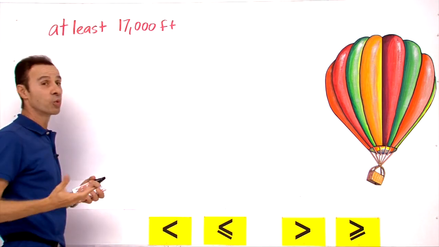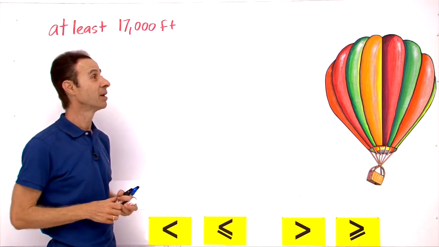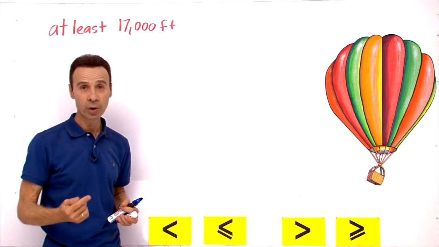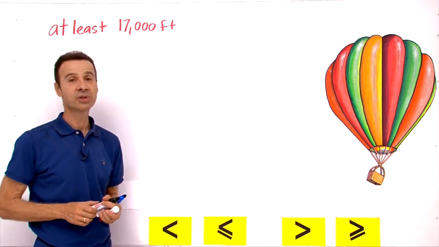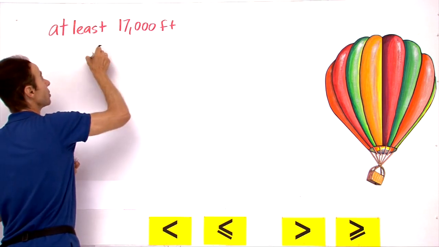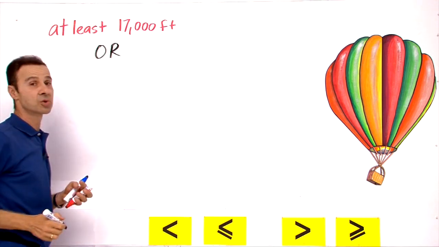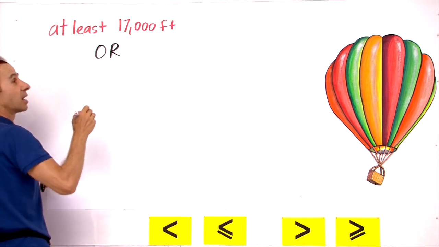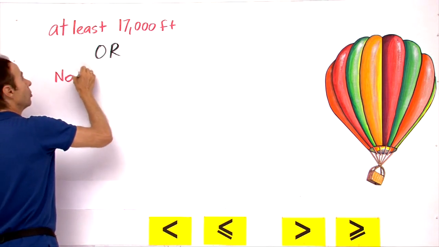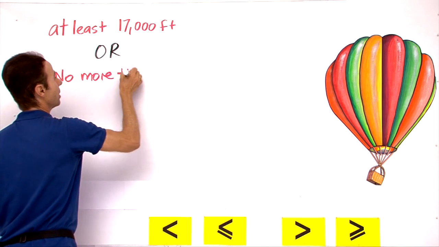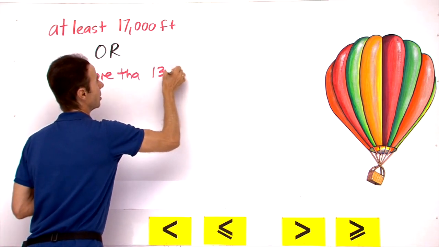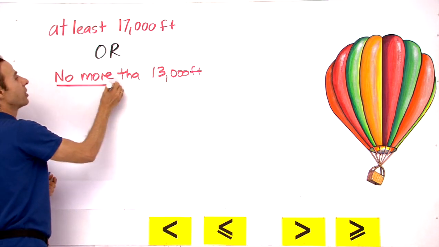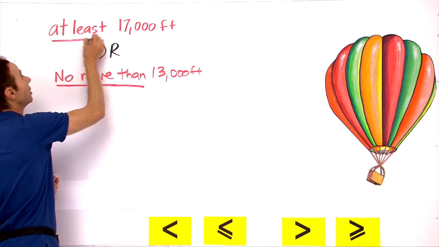Now, if you heard the words, the key word was or. I'll repeat it again. He should increase his altitude to at least 17,000 feet or decrease to no more than 13,000 feet. So the key word here is or. That's what's going to link the two inequalities together and make them compound. The next word is no more than 13,000 feet. Okay, so these are the key words. No more than, and we have at least.